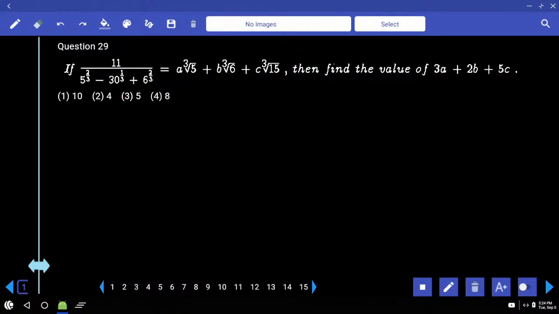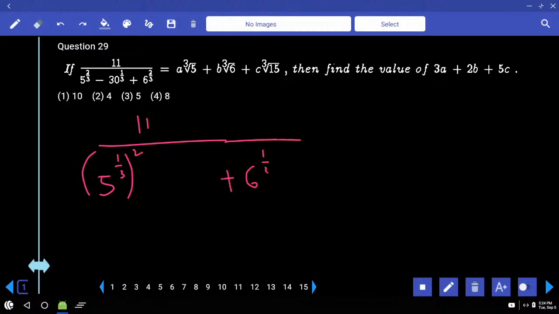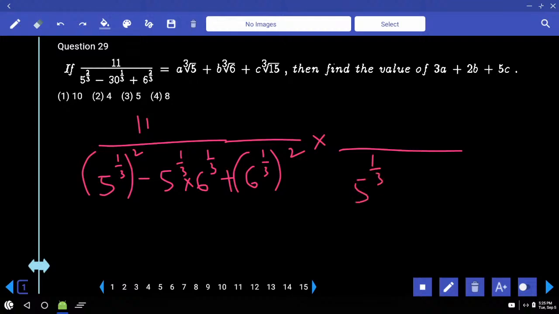Tell me this. 11 by, this can be written as 5 power 1 by 3 whole square. This is 6 power 1 by 3 whole square. 5 power 1 by 3 into 6 power 1 by 3, isn't it? This is in the form a square minus ab plus b square. It should be multiplied with a plus b, that is 5 power 1 by 3 plus 6 power 1 by 3.